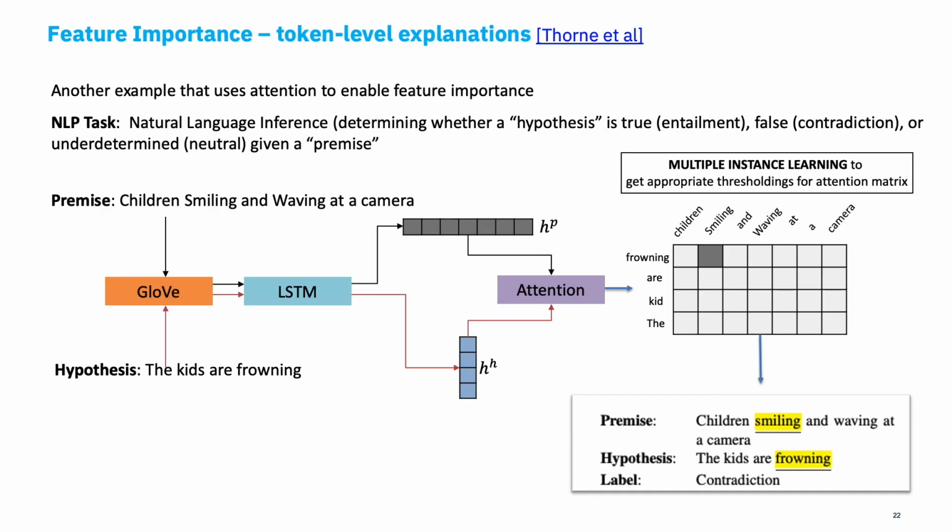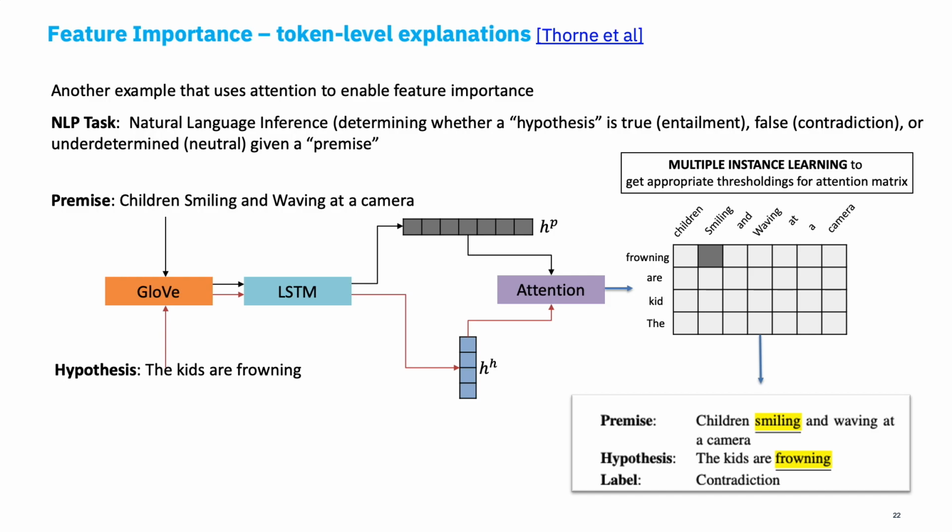This is another example of using attention to enable feature importance, where we use attention for a natural language inference problem. Recall that natural language inference is the task of determining whether a hypothesis is true, false, or undetermined given a premise. For example, here we have a premise saying that children are smiling and waving at a camera, and a hypothesis saying that the kids are frowning.